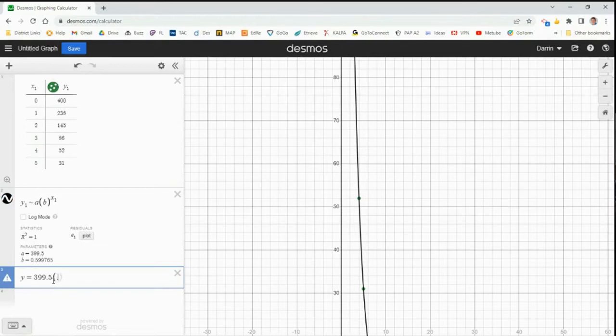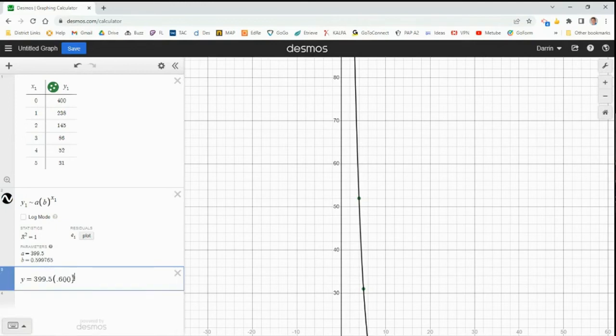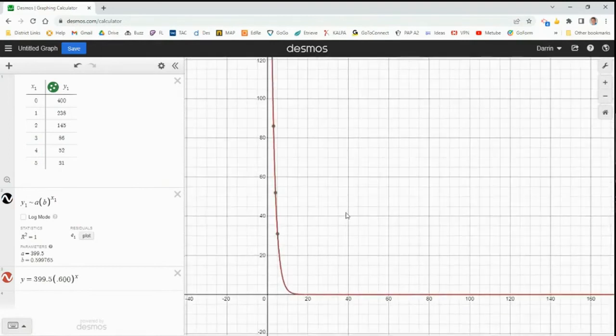And our B would be point... Let's round it to the nearest thousandth, which would be 600, because that 7 is going to round up the 9. That's going to be the 600 parentheses to the x. Notice that line is exactly the same line. I used an equal this time because I typed the exact equation. But that's the exact same line that it gave us.